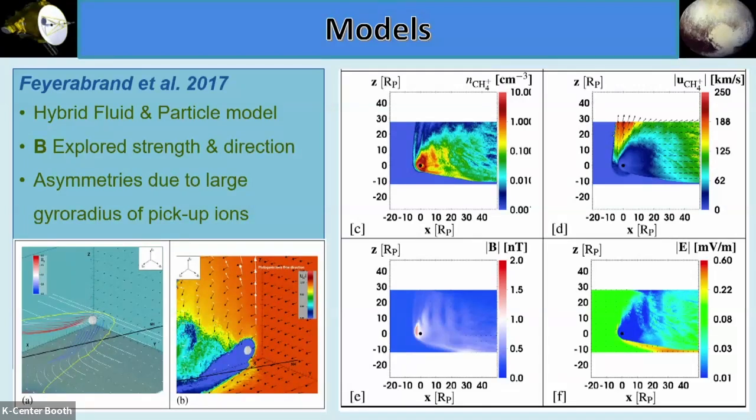the weak field around Pluto produces the large gyro radius of pickup ions. And he inferred that there was a magnetic field in the background of about 0.3 nanotesla. And that was at the upper range of the predictions that we made based on Voyager observations of the magnetic field for this region. But again, the effect of the pickup ions was to produce this asymmetric interaction.